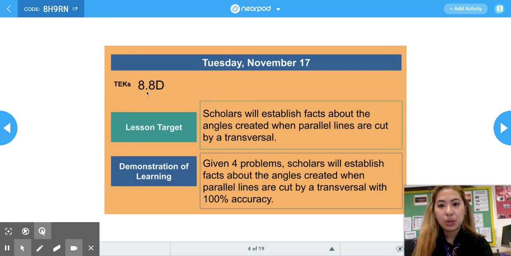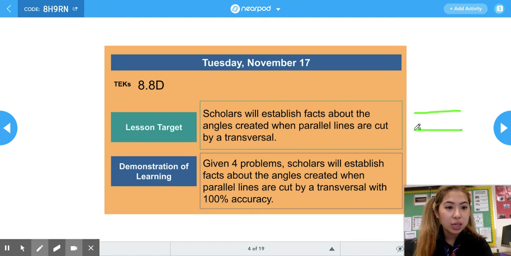Today's TEK is 8.8D. Our lesson target is that scholars will establish facts about the angles created when parallel lines are cut by a transversal. So that is going to look something like this. A transversal is a line that cuts through, usually at an angle, two parallel lines. And of course, our goal is, given 4 problems, scholars will establish facts about the angles created when parallel lines are cut by a transversal with 100% accuracy.